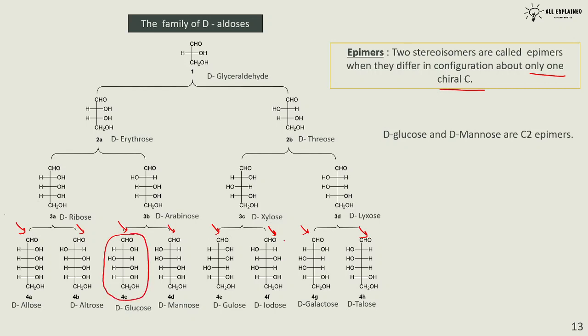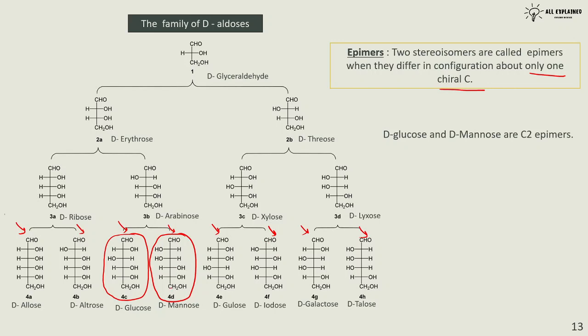And if you compare D-glucose and D-mannose, this whole family has already been explained in the last lecture. So if you are not aware of these things, then you can go back to the previous lecture. But now, if you see that D-glucose and D-mannose have the same formula, they are isomers. They are not even structural isomers, they are stereoisomers.